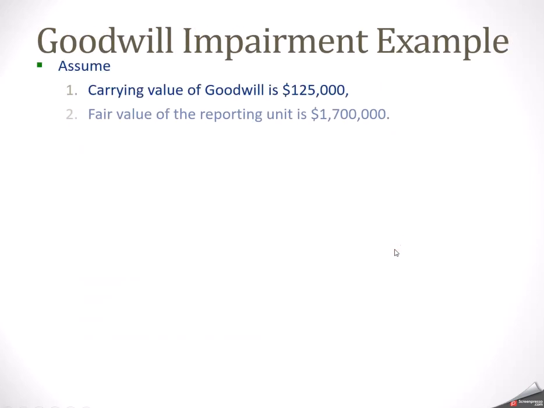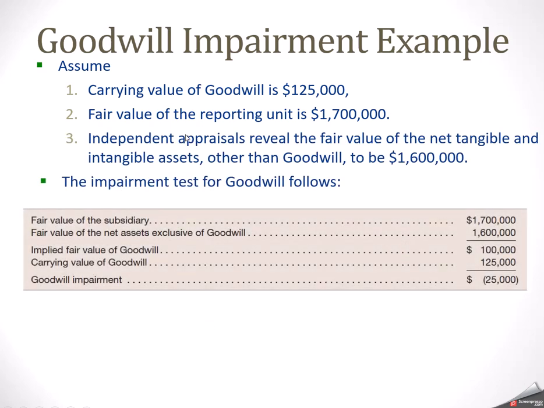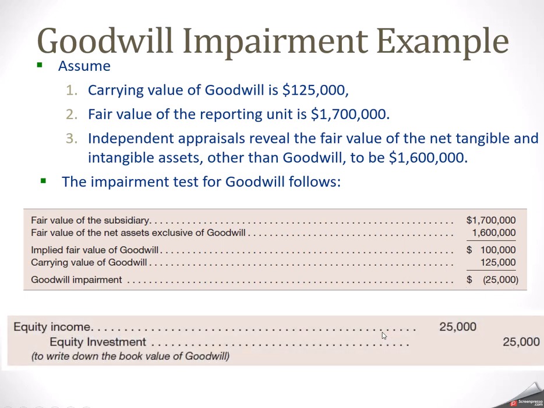If we put numbers to it, sometimes that's easier to understand. Our carrying value of goodwill on our books is $125,000. The fair value of the reporting unit is $1,700,000. The fair value of our net assets, excluding goodwill, is $1,600,000. So the difference between the fair value of the company as a whole and its net assets is $100,000. That's the maximum that goodwill can be valued at. We've got it valued at $125,000, so we need to impair it by $25,000. On our consolidated statements, it would go to impairment expense and it would reduce goodwill.